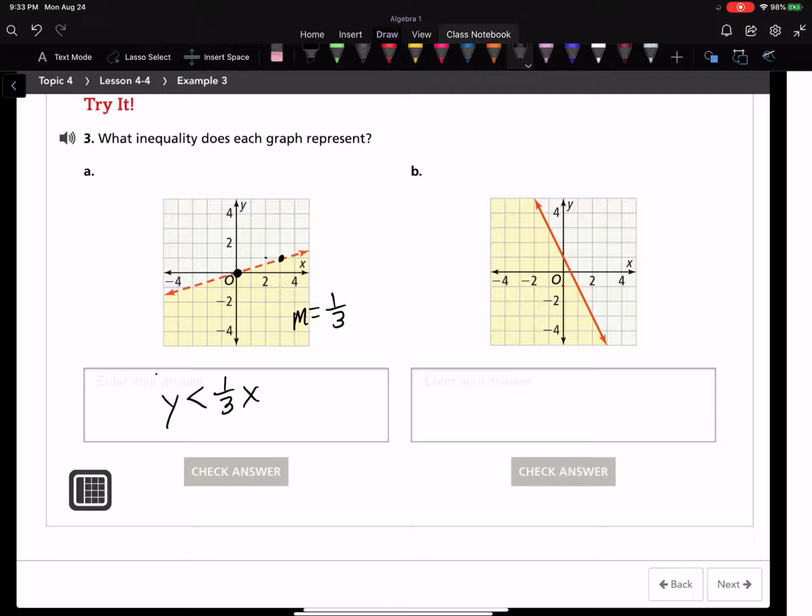For part B, we're going to have y. This time we're shaded below, so it's less than, but we have a solid line, which makes it equal to. And my slope here, let's see, if we went from there to there, we go down 2, right 1, so that's 2 over 1. And since we're going down from left to right, that means it is negative. So -2 is my slope. My y-intercept is 1. And then you just plug in. So y is less than or equal to -2x plus 1.